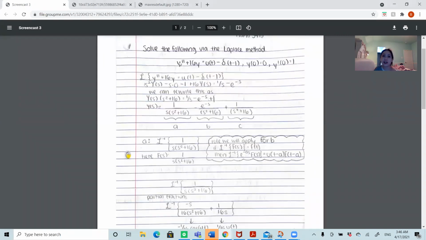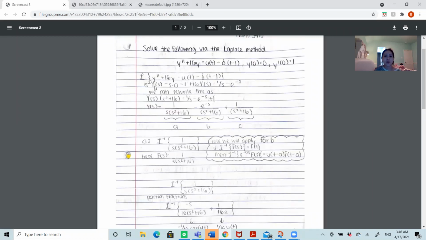So here's the differential equation: y double prime plus 16y equals the step function u of t minus the Dirac delta function of t minus 1, with the initial conditions y of 0 equals 0 and y prime of 0 equals 1. So we will take the Laplace transform of the whole thing, and that'll give us this answer right here.